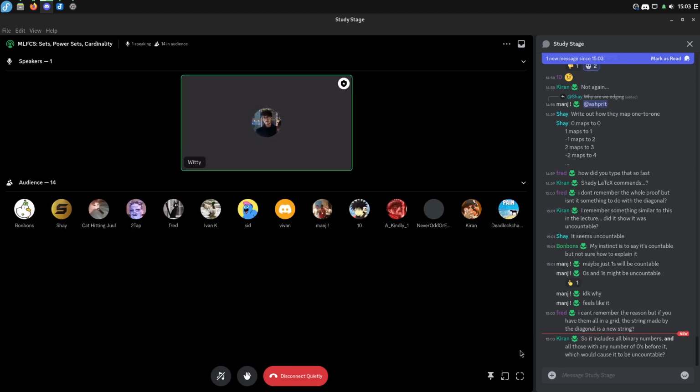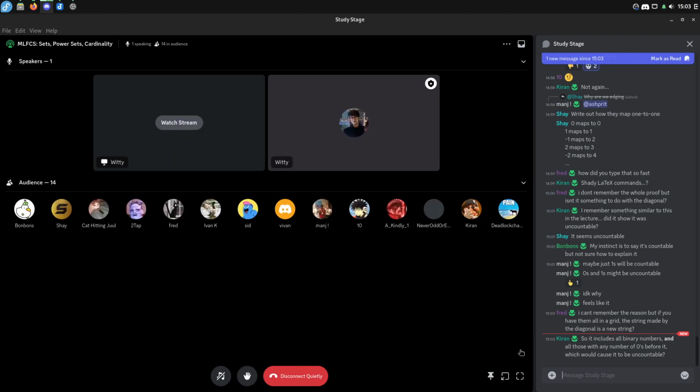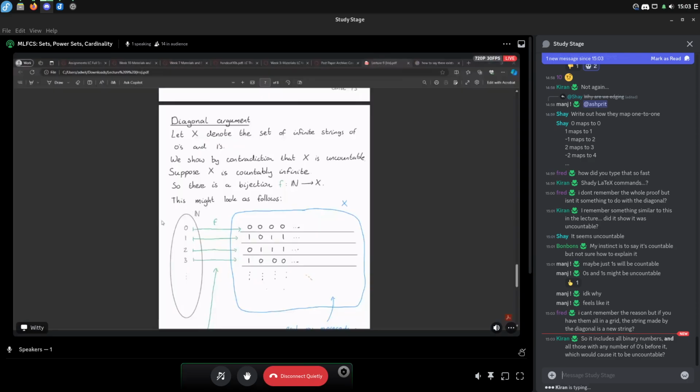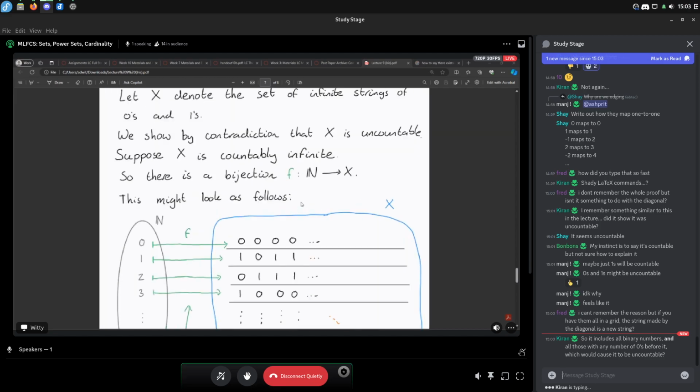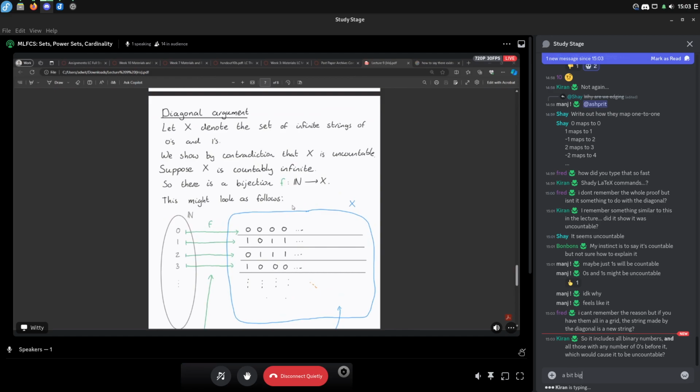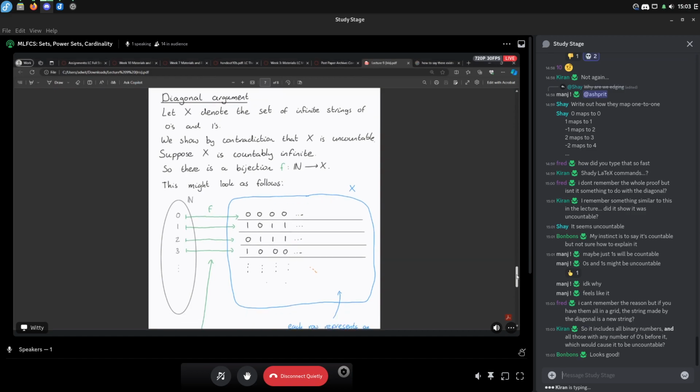So I'm going to share a different tab now. Can everyone see my screen now? The lecture notes, yeah? Yep, so for all of those that can't remember the reason and can't remember the proof, this is it. Can everyone see that? Would you like me to zoom in or make it a bit bigger? Looks good. Okay, thanks for the feedback.